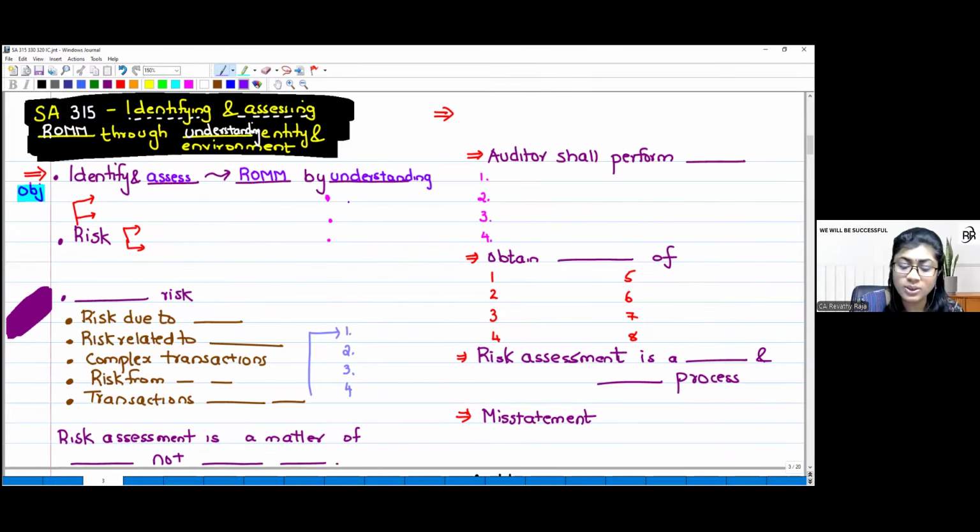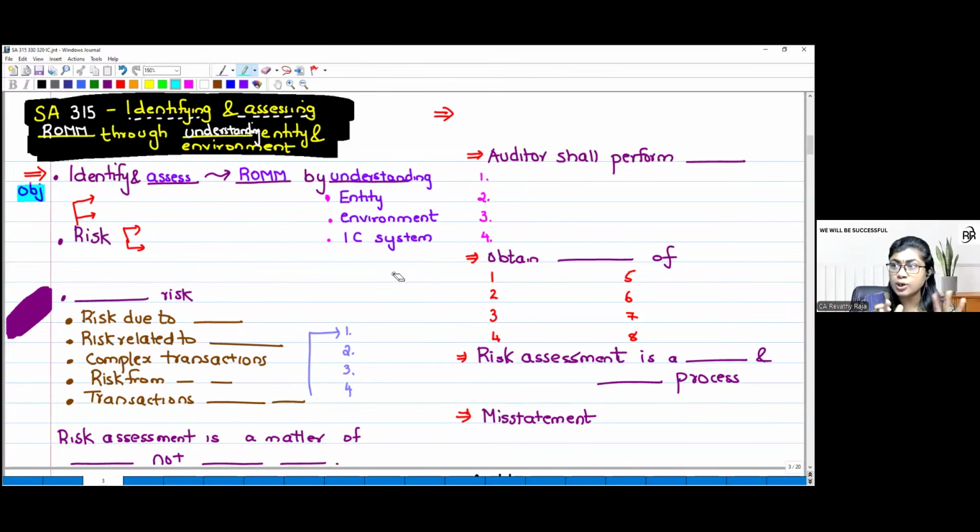Can you say those three words, please? Let's revise with the class. By understanding, first, the entity. Second, the environment. And one more thing, the internal control system.